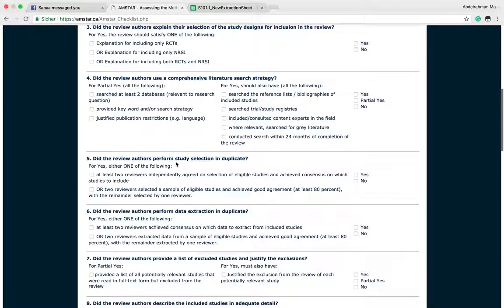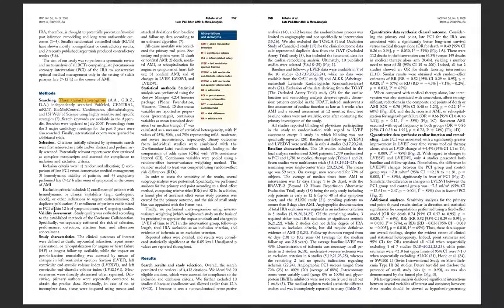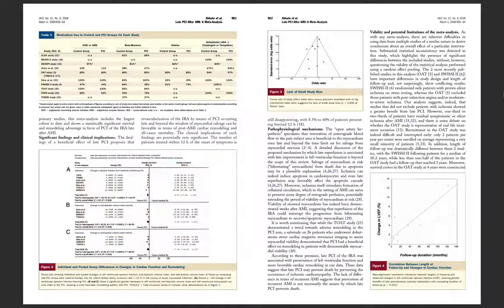Next. Did the review authors use a comprehensive literature search strategy? So they searched at least 2 databases. They provided the keywords at the end of the study. They justified the publication restriction. I don't know. Let's see. Search keywords are available in the appendix. No, there's nothing here. No, it won't be here. Let's check the end. Let's check the implications. No. I want the limitations. Yes.